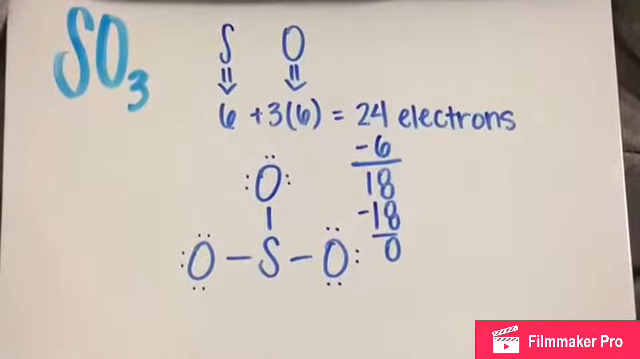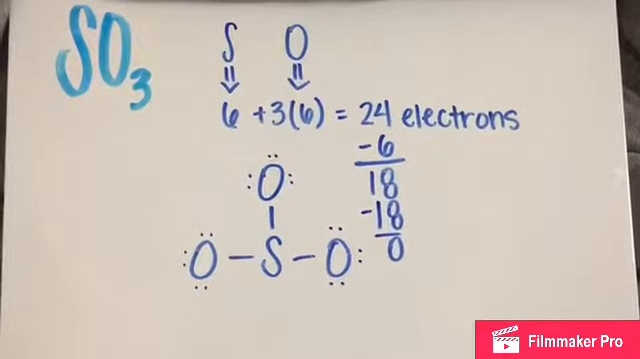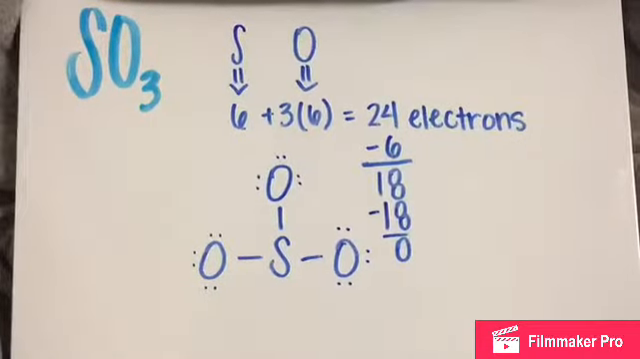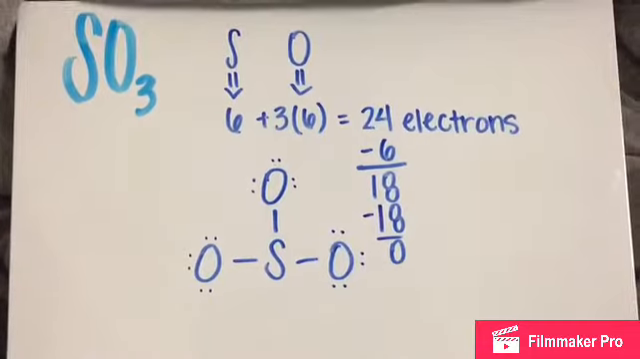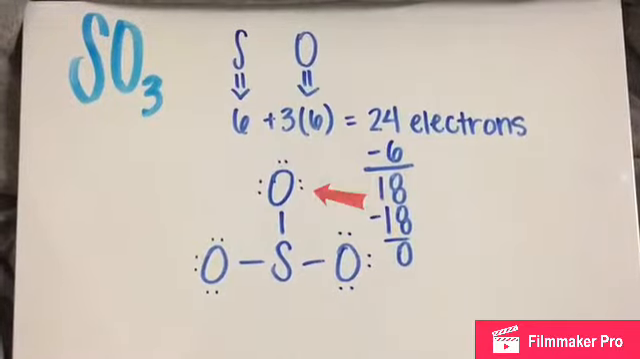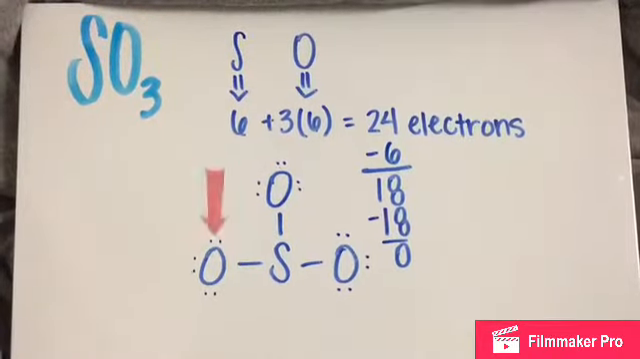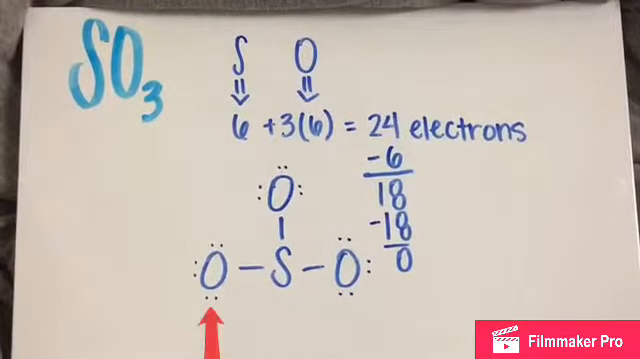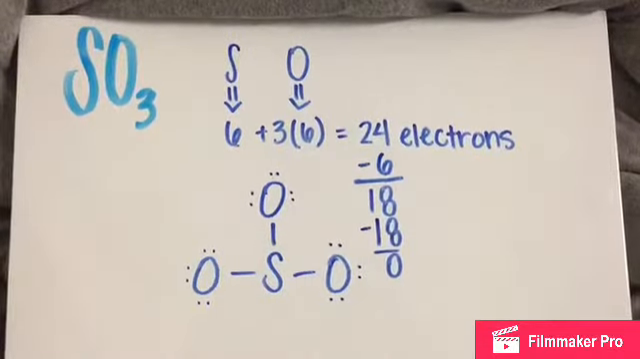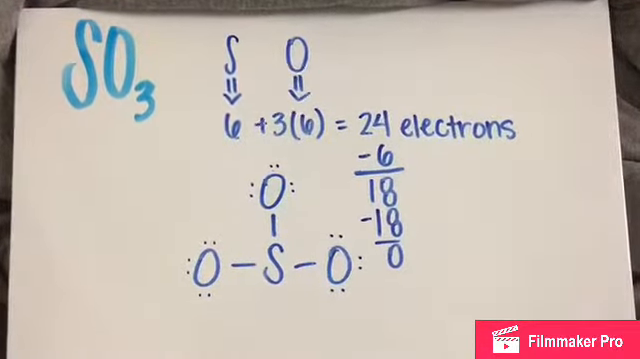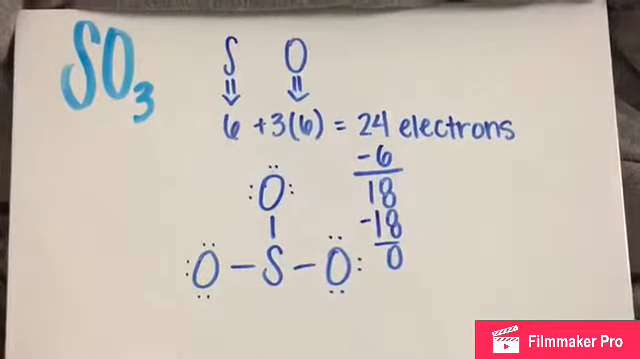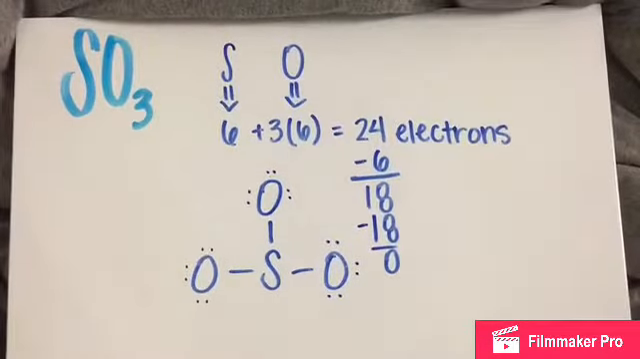The next step in completing a Lewis structure is to make full octets on the outside atoms. So now we place the electrons on the O atoms. So we have 2, 4, 6, 8, 10, 12, 14, 16, 18. So we used 18 electrons. Now we have 0 electrons left over. Well, the central S atom still is not a full octet. It only has 6 electrons.